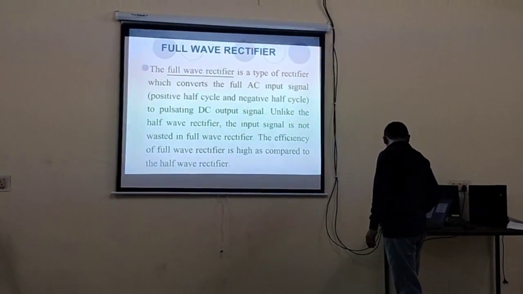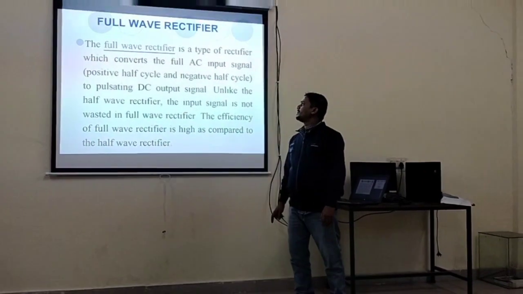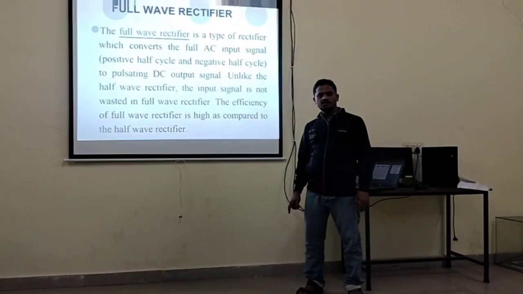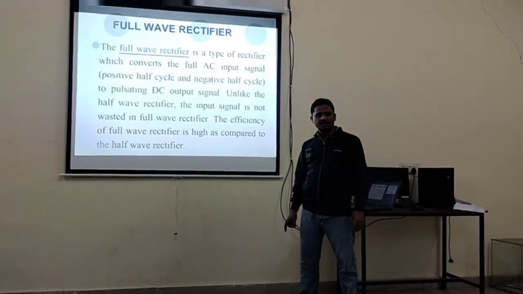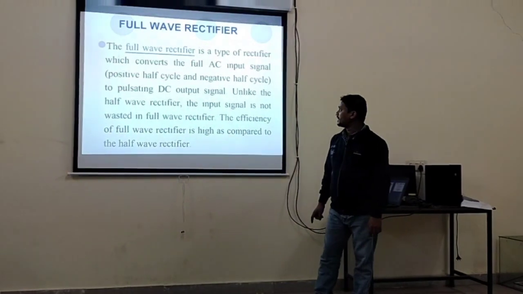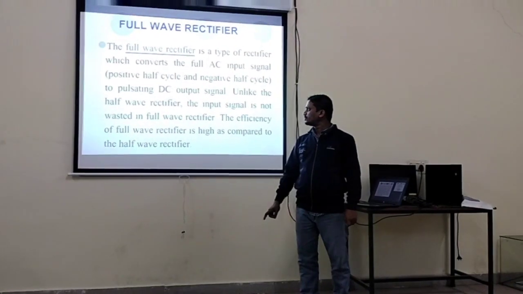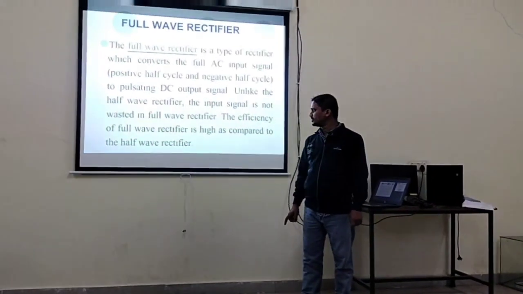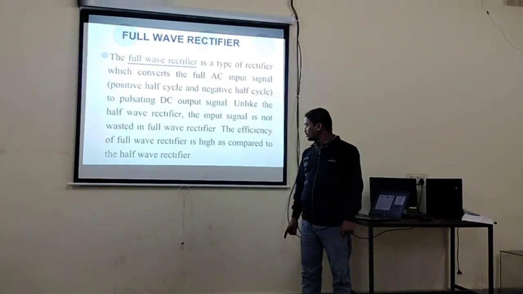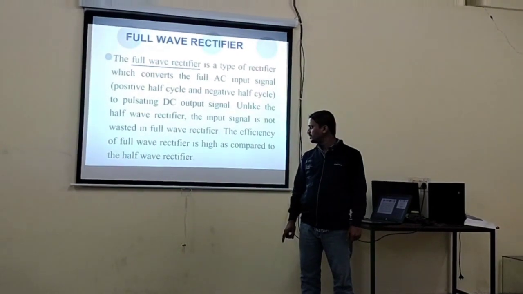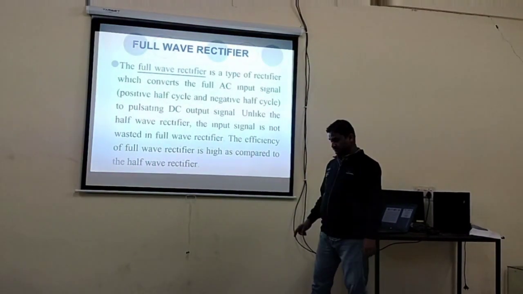Next is the full wave rectifier. What is called a full wave rectifier? A full wave rectifier allows the full cycle of the AC input signal; it rectifies the full wave input signal. The full wave rectifier is a type of rectifier which converts the full AC input signal, the positive half cycle and negative half cycle, into a positive DC output signal. Unlike the wasted half wave, the efficiency of the full wave rectifier is high as compared to the half wave rectifier.